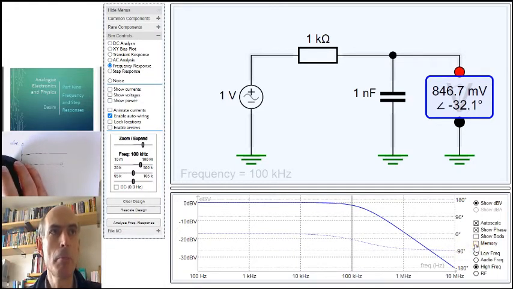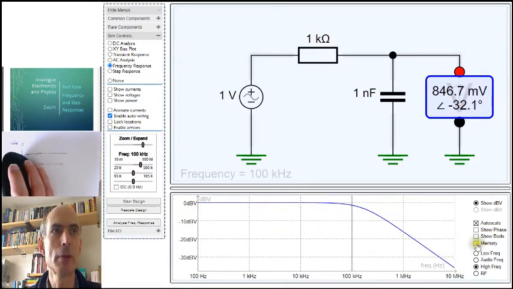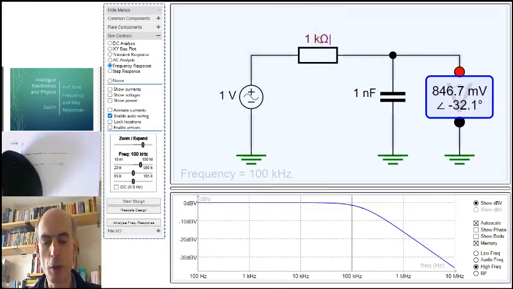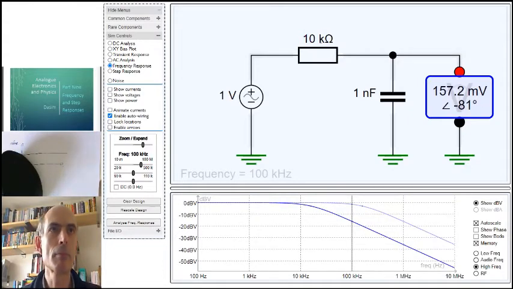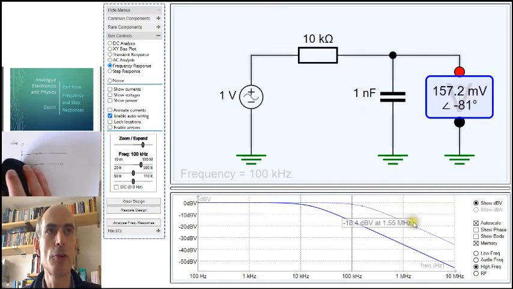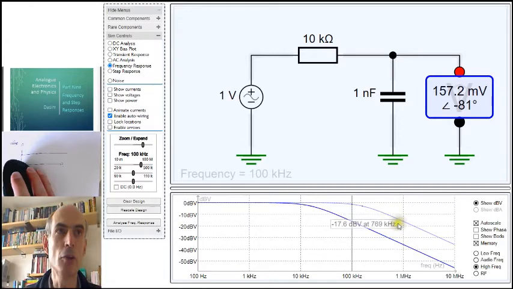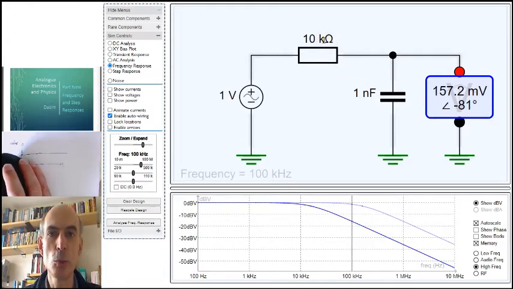Memory. Memory allows you to remember a particular shape of this curve, put it into memory. I can then change the values of one of these components, maybe take this up to 10K, and the memory one, the one that I remembered, is still shown in light blue. So this darker blue is the current display. The lighter blue one is the one I memorized when this resistor was 1K.